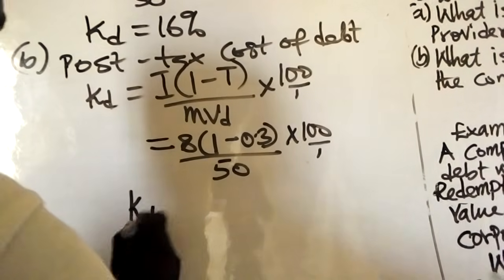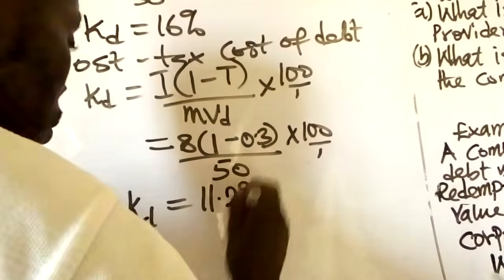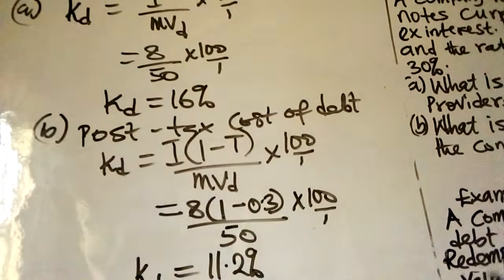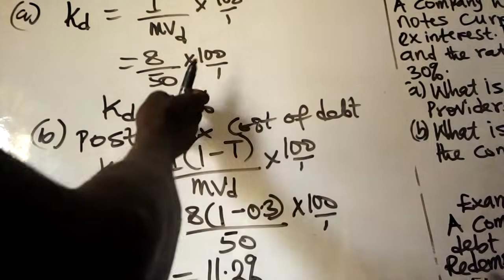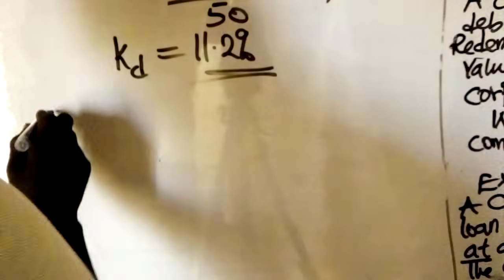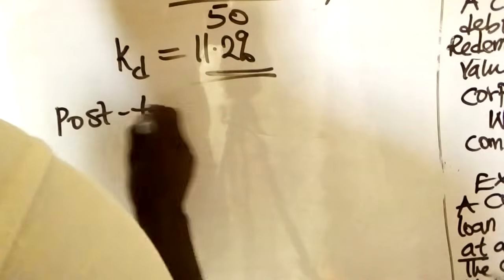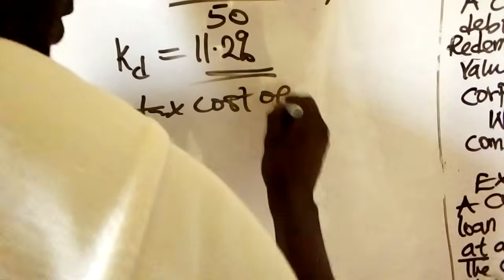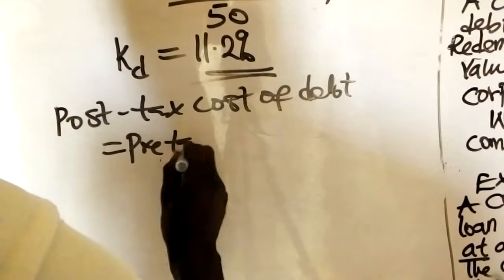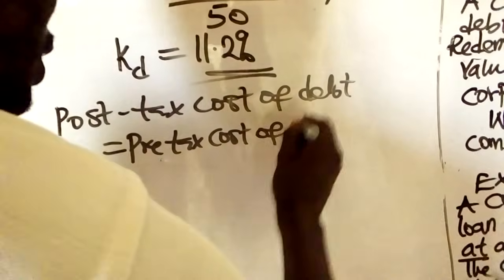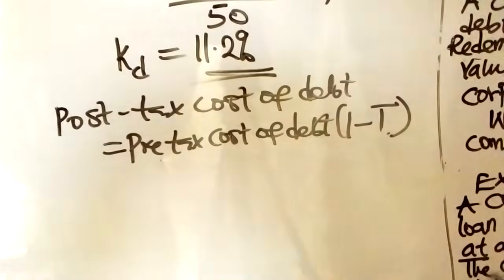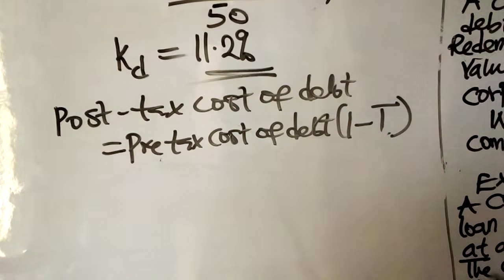11.2%. Therefore, the post-tax cost of debt is 11.2%. If you don't want to use that formula, since you have calculated the pre-tax cost of debt and you've got 16%, to get the post-tax cost of debt, that will be pre-tax cost of debt into 1 minus tax rate.